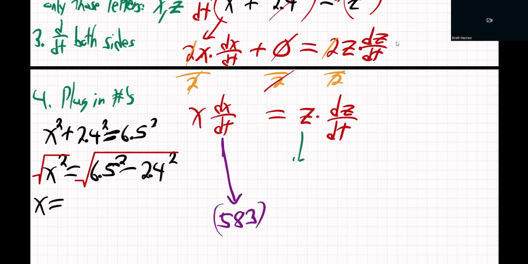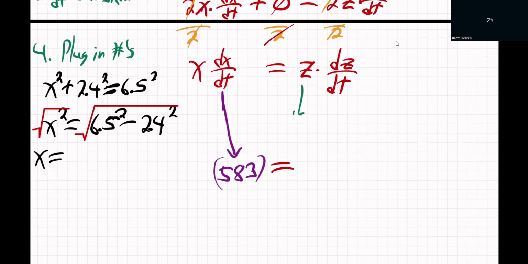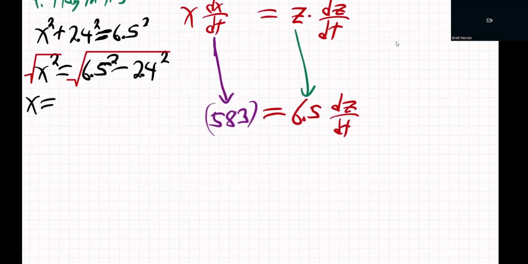So this will be 583 equals, what was z? I already forgot. z was 6.5. And then dz/dt is what we're looking for. The dx/dt was 583, right? Yeah, that's right there. And then this thing is going to be the square root of 6.5 squared minus 2.4 squared. That is x.